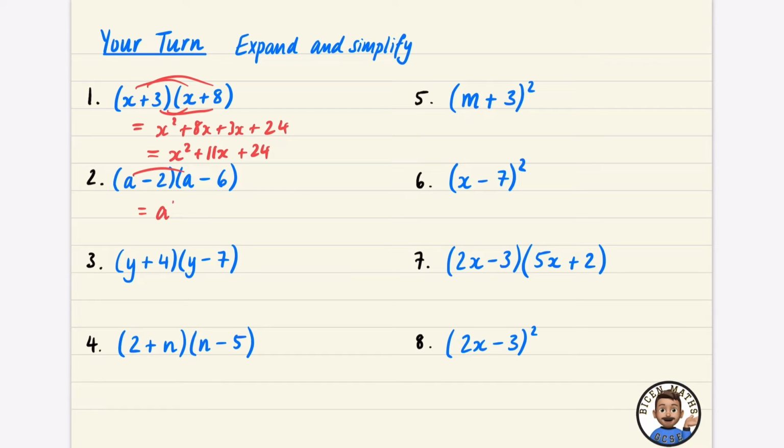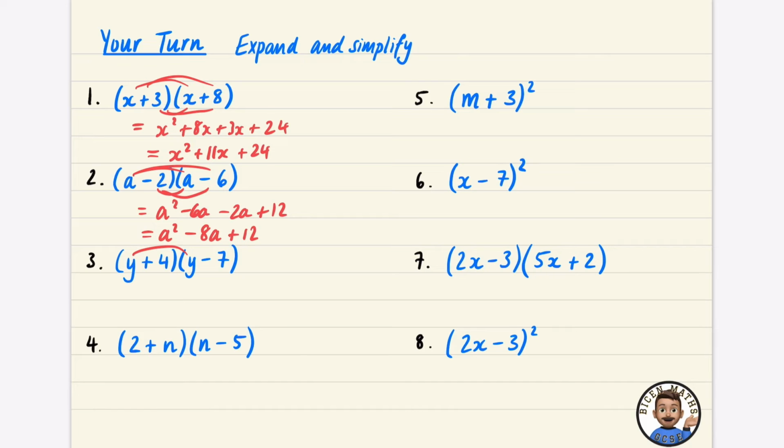Okay, and this one, I'm going to do a times a, that's a squared, a times minus 6, that's minus 6a, minus 2 times a, and then negative 2 times negative 6 is positive 12. And then I'm going to do minus 6 minus 2, that is minus 8a plus 12.